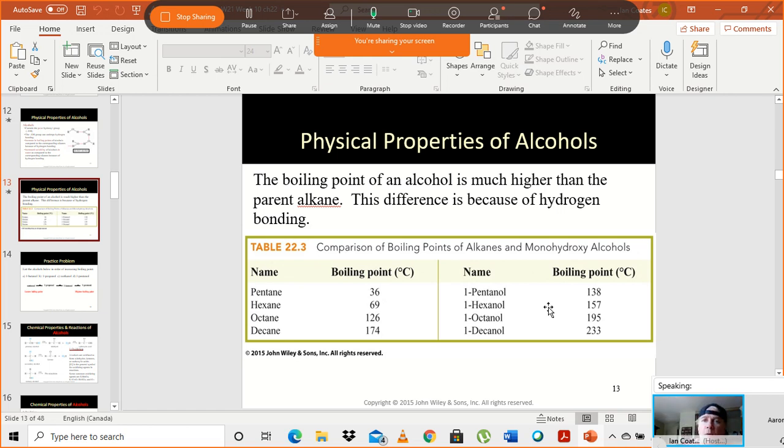Now, 1-pentanol is exhibiting all of this hydrogen bonding with water and with everything else in there. And so now you need a heck of a lot more energy to get this thing boiling. And it's all because of the oxygen. Okay?